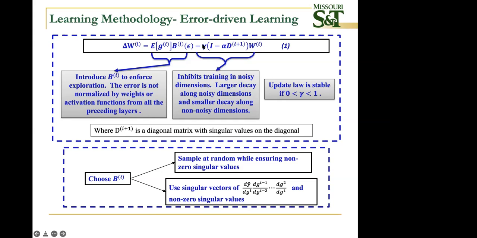By doing this, we call this method error-driven learning. And we choose this B, which we call exploration. We sample at random while ensuring non-singular values of this particular product. This becomes a matrix, so then you can find the singular values and singular vectors. We can use that to determine the direction, and then we can still use gradient descent.